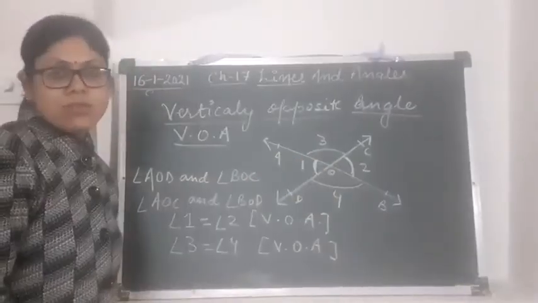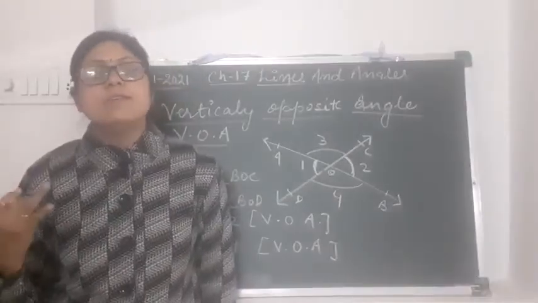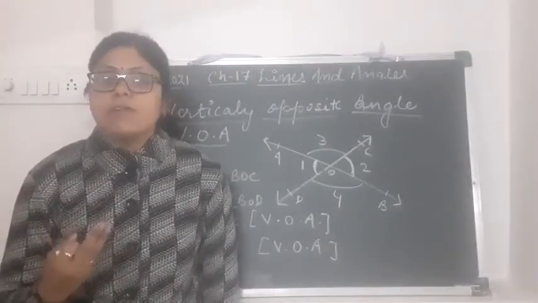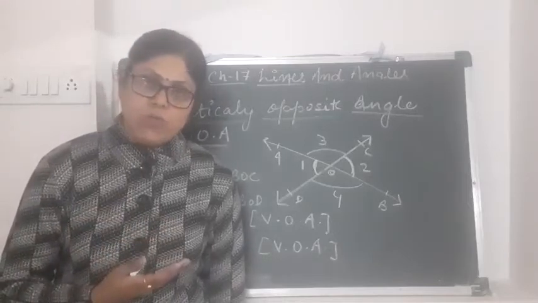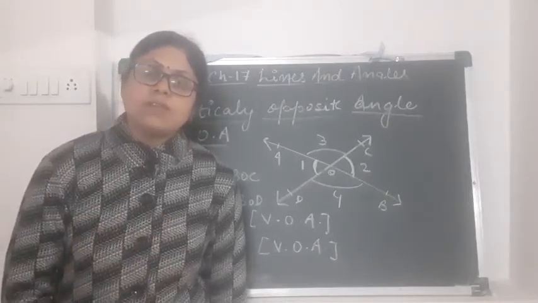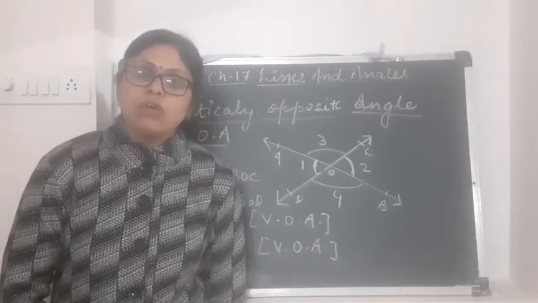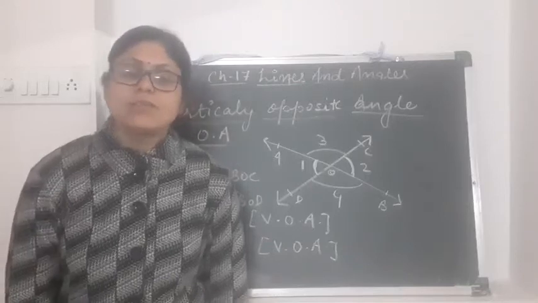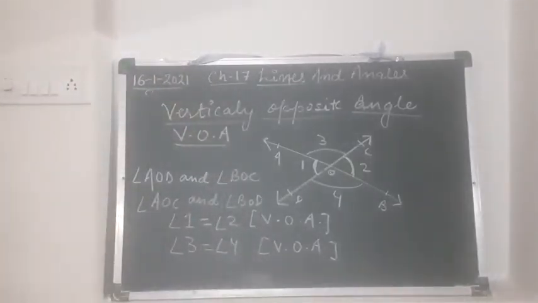So I think this much is clear to you all. First one was adjacent angle, second was linear pair, angle formed on a straight line, angle formed at a point, and vertically opposite angle. On this basis only we have to solve exercise questions. Let us move on to exercise 17b and start doing the first question.